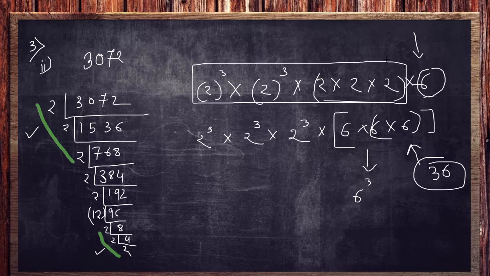So this is the basic idea. Whatever is extra, just remove that by dividing it, or if it is short, just multiply with the same number to make it a cube.